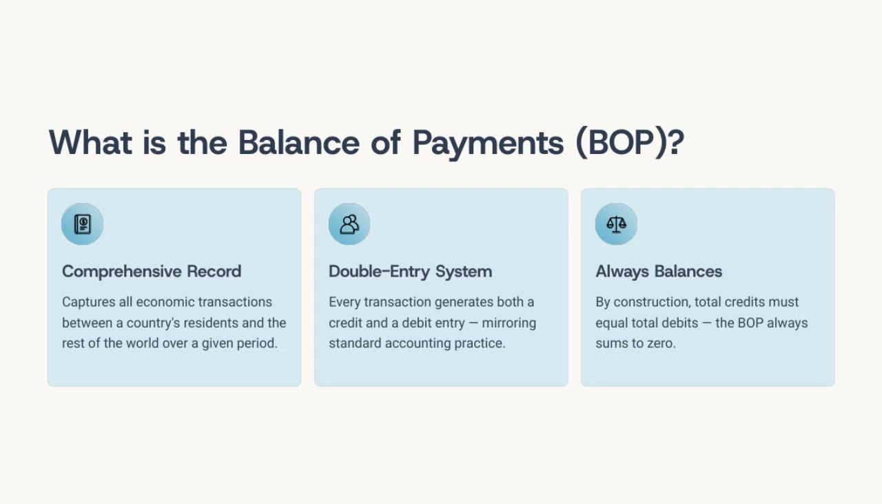By construction, total credits must equal total debits. The balance of payments always sums to zero. This is a fundamental principle that keeps the system balanced. Every transaction generates both a credit and a debit entry, mirroring standard accounting practice. This double entry system ensures that all economic activities between a country's residents and the rest of the world are accurately recorded. It captures the full scope of international economic transactions over a specific period, providing a comprehensive record. So, when we talk about the balance of payments, or BOP, we're referring to this complete picture of a country's economic exchanges with the world.